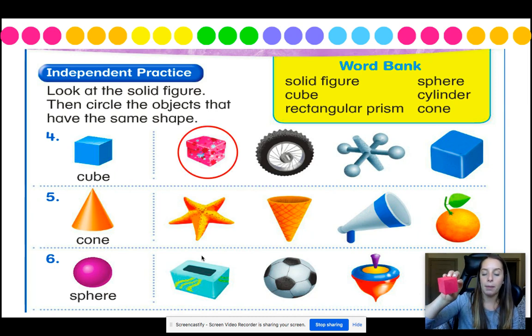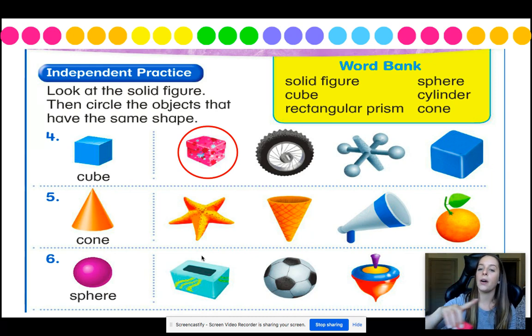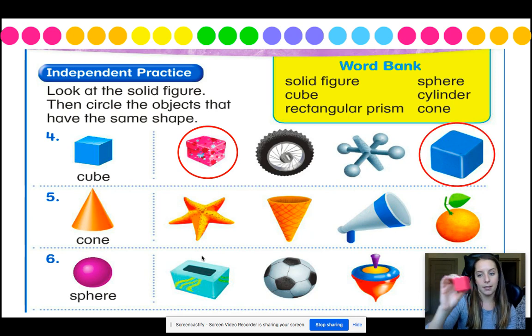The next picture in that row is of a bike tire. Does a bike tire have that same shape? I don't think so. After that, we have something called a jacks. It's a game that you can play. Does that have that same shape of a cube of all squares? I don't think so. And the last is what looks to me like a block. Does a block have the same shape as a cube? Yes, it does. Next one.